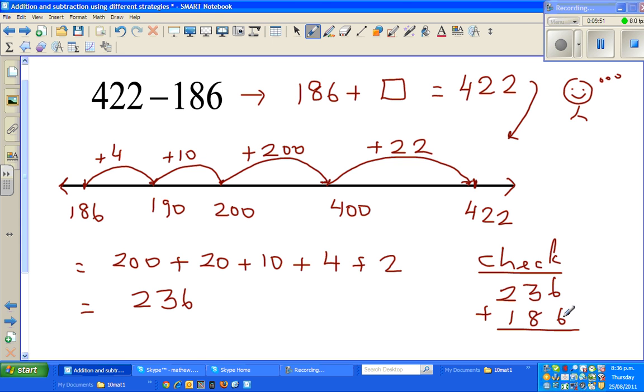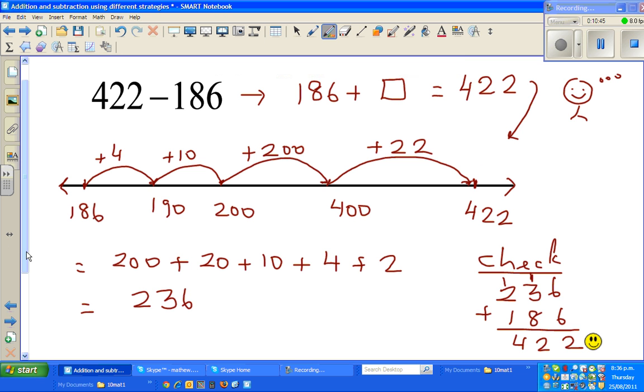I know 6 plus 6 is 12. The 1 stands for the 10, so 10 and 2 gives you 12. Then 1 plus 3 is 4, and 4 plus 8 is 12. So this is 10 plus 30 is 40, and 40 plus 80 is 120. Am I doing something wrong? 236 plus 186. Oh yeah, that's right. So this is 2, and so this is 422. You can give yourself a smiley face.